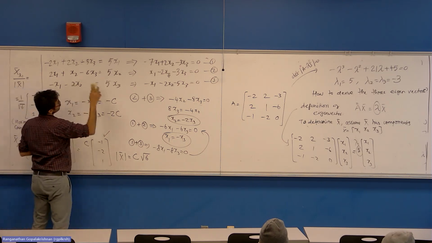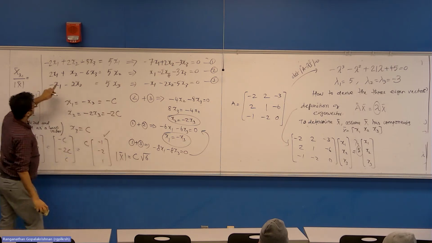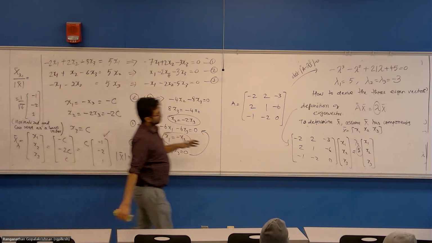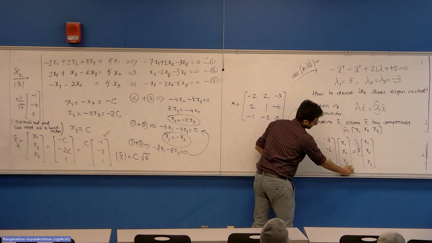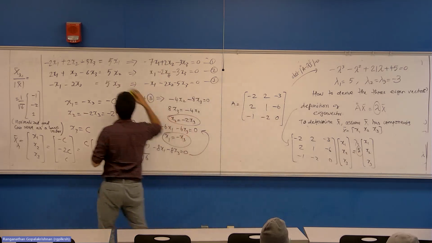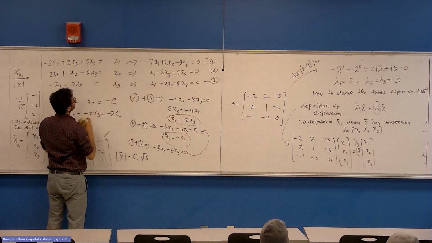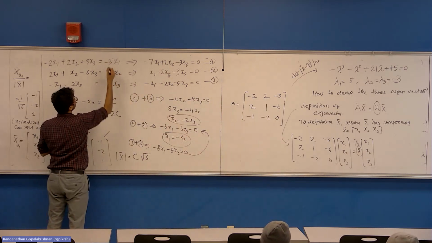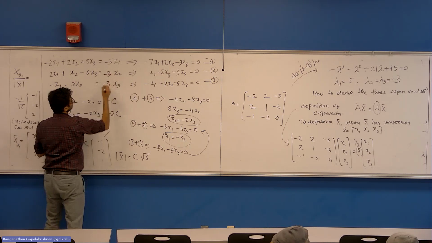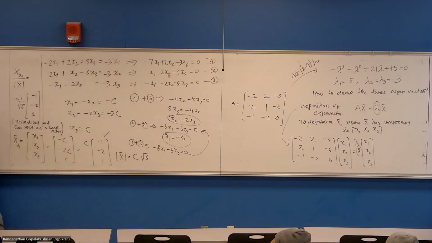I'm going to erase this. Or actually, I'm going to start here because the left hand side is not going to change. The only thing that's going to change is the right hand side, where I will write minus 3x1, minus 3x2, minus 3x3. Left hand side will not change.